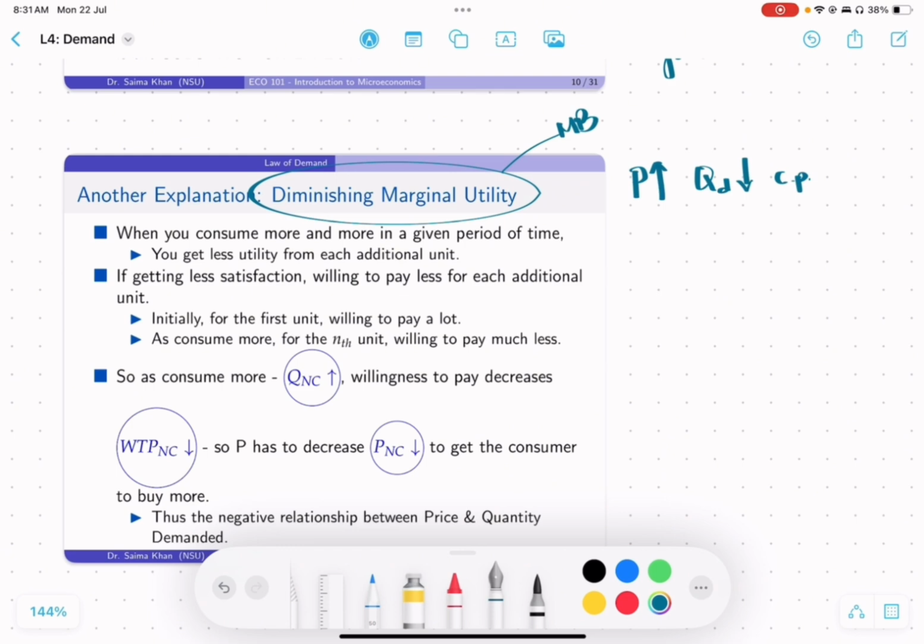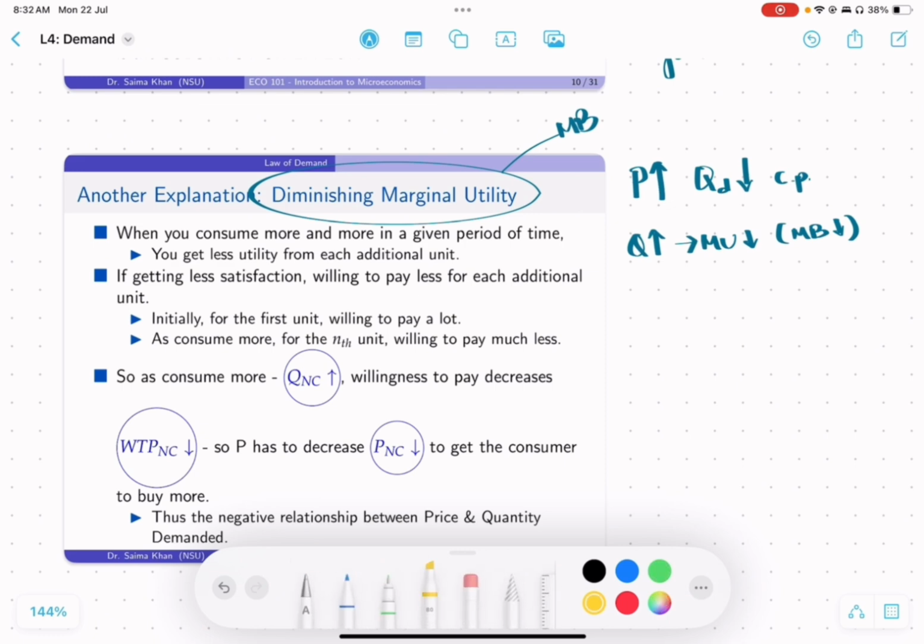But as you go to drink the second glass of lemon sherbet and the third glass, your happiness does not stay the same, it keeps decreasing, right? So this essentially is diminishing marginal utility, that as you are consume more, your marginal utility falls. This is what we learned to be marginal benefit in the first chapter.